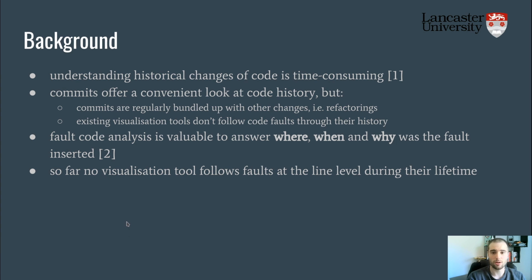So understanding historical changes of code is a time-consuming process by its nature. If a developer needs to change some code, they first need to understand what this code is doing, which regularly includes looking at the code that surrounds the code where changes need to be introduced. And in some cases, especially when we're talking about fixing faults, it's also very good to understand where this fault is coming from. So this requires looking at the history of code changes.